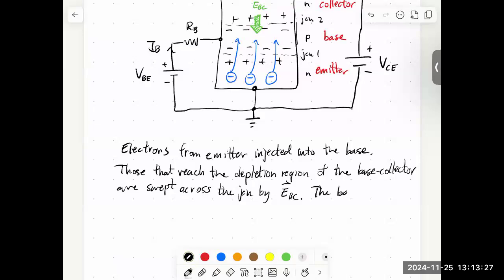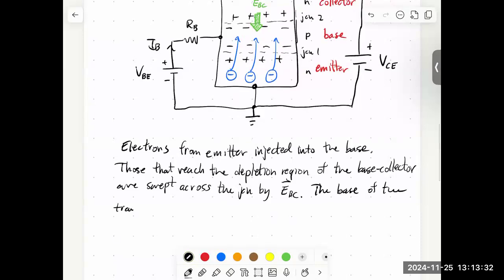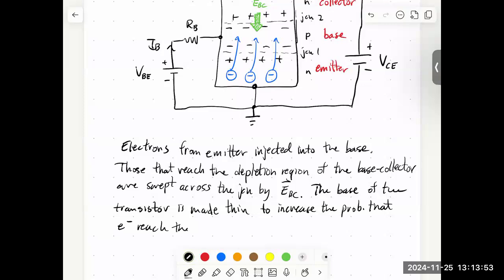Okay, so the base of the transistor is made thin, let's say to increase the probability that the electrons reach the base collector junction, what we call junction 2. All right, so fair enough.